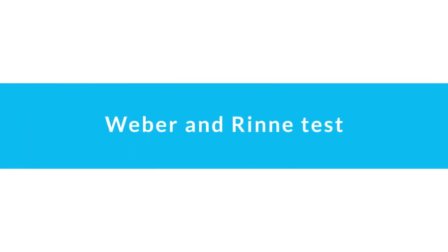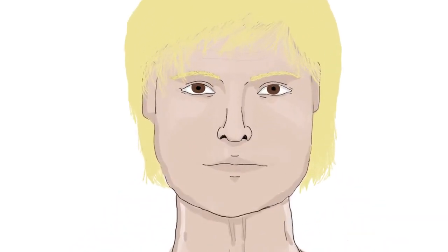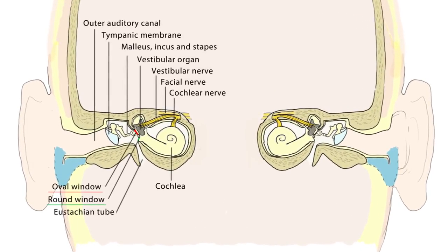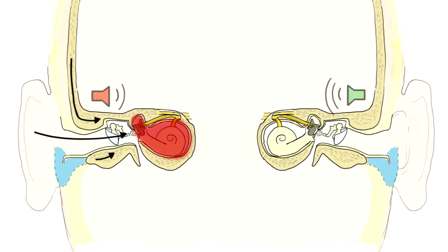Weber and Rinne test. The clinical examination of hearing loss should include differentiating between conductive and sensorineural hearing loss. There are different causes of sensorineural hearing loss, such as inner ear disease or damage to the cochlear nerve. In all cases, the perception of sound waves via both air and bone conduction is impaired. Sounds reaching the affected ear will therefore be perceived to be quieter than on the unaffected side.